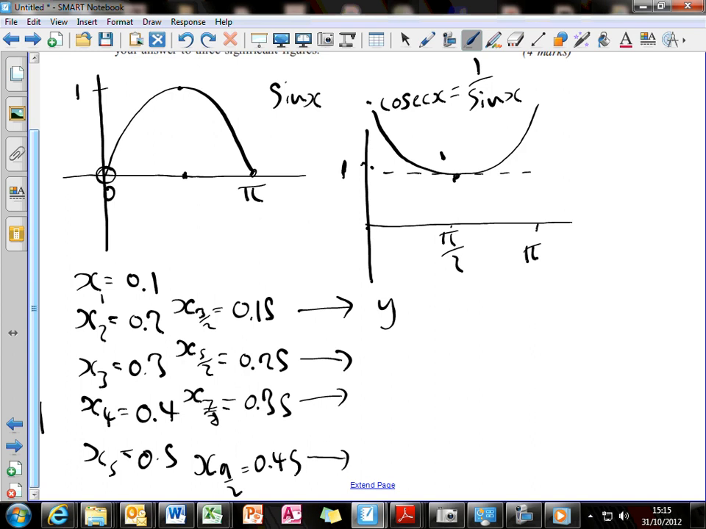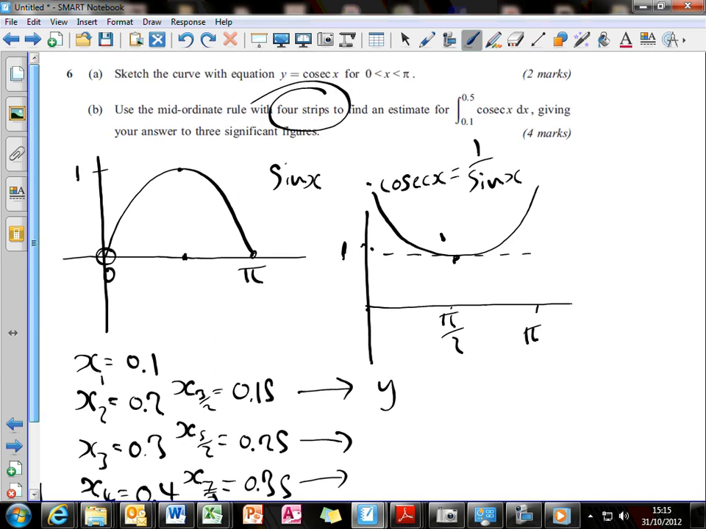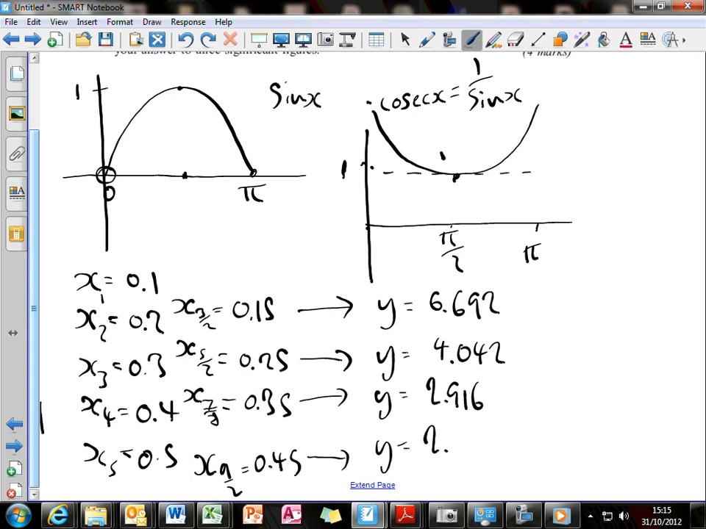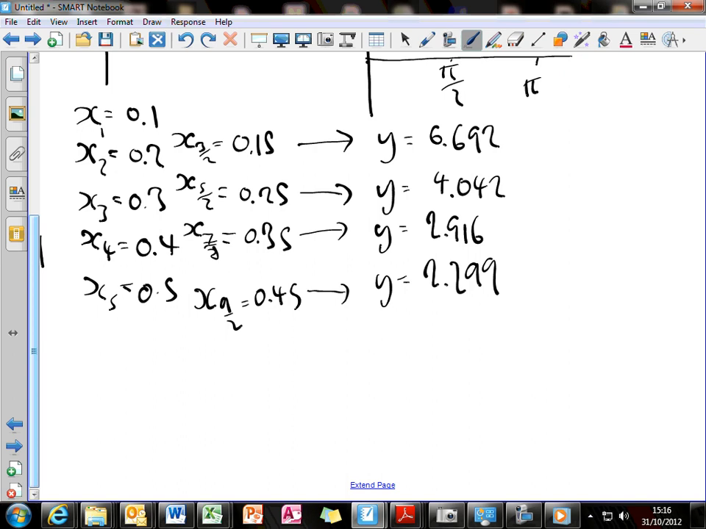So we're going to put the value of 0.15 as the x value into cosec. And when you do that, you get a y value of 6.692. And when you put in 0.25, you're going to get a y value of 4.042. When you put in 0.35, you get 2.916, and when you put in 0.45, you're going to get 2.299.